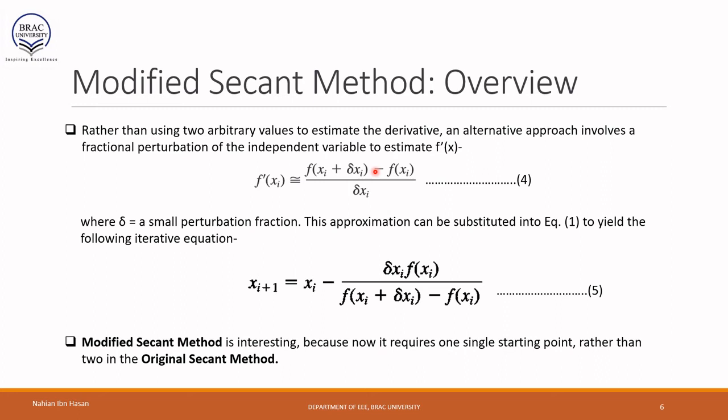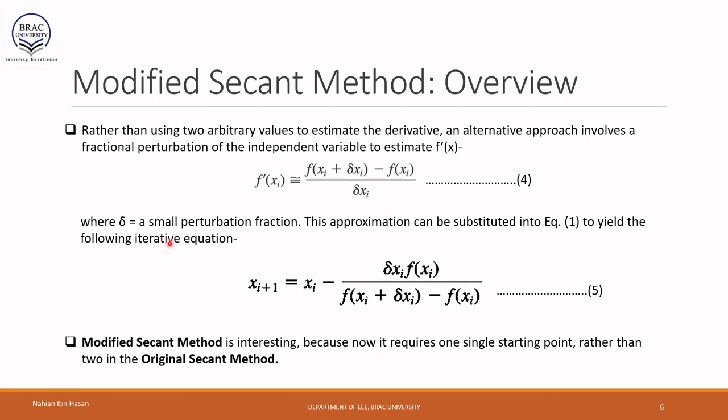We can use a fractional perturbation form which can be substituted in equation 1. So what we do is approximate the differential term like this, equation 4: f prime of xi equals f of xi plus delta xi minus f of xi, divided by delta xi. So what is this term delta? Delta is a small perturbation function. It's a small value. So what does it do? This equation 4 calculates the differential term with a small step value because of the delta.